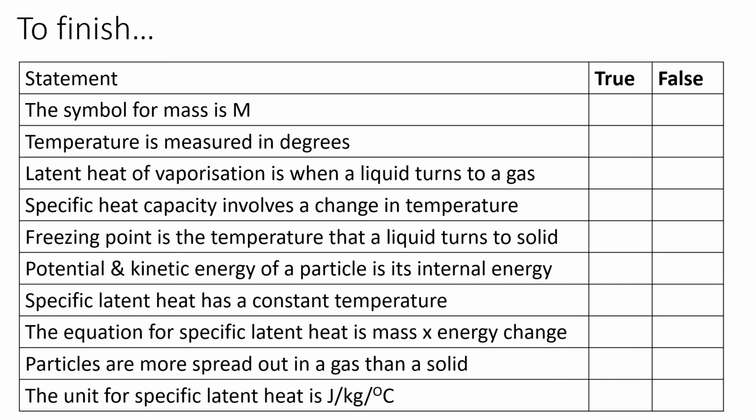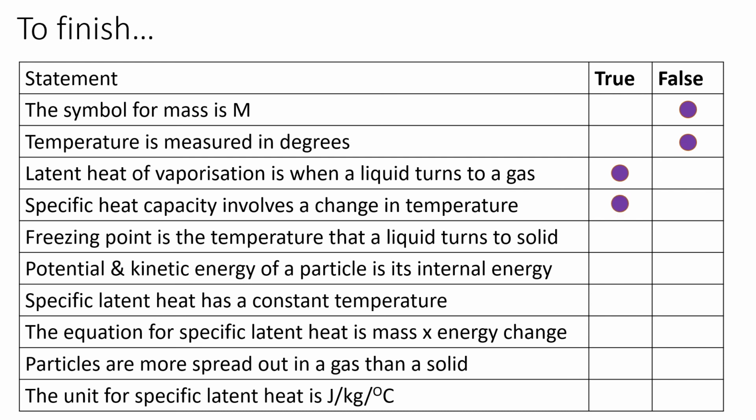The symbol for mass is not a capital M, it's a lowercase m. Remember, temperature is measured in degrees. No, it's not. It's measured in degrees Celsius. You could use degrees Fahrenheit, but it's not normally something we do in the UK. It's degrees Celsius. Latent heat of vaporization is when we get liquid turning into gas. Well, that's true because remember the vapor.